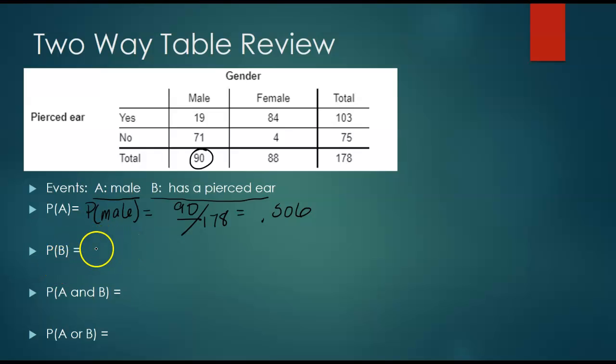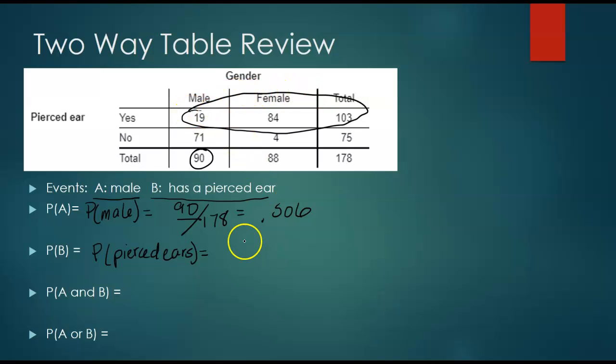You try to find the probability of event B, the probability of somebody having pierced ears. Go ahead and find that now. You should have found the total people that have pierced ears. There were 19 male and 84 female for a total of 103 people having pierced ears out of 178. So it's 103 out of 178, which becomes 0.579.